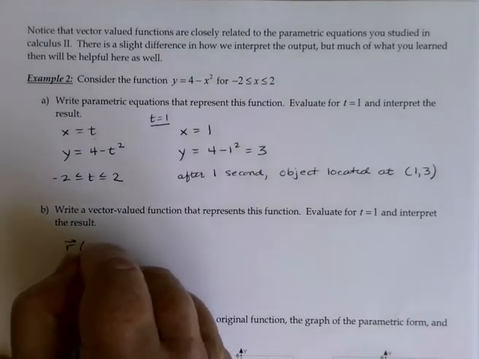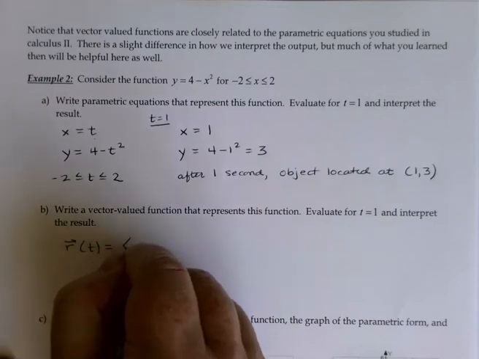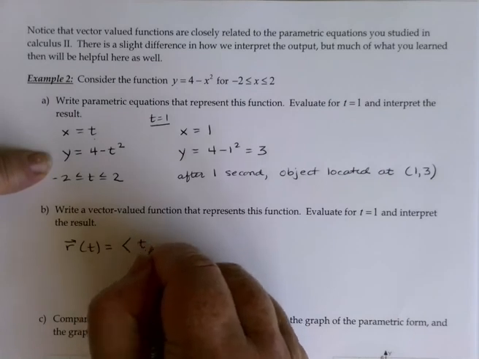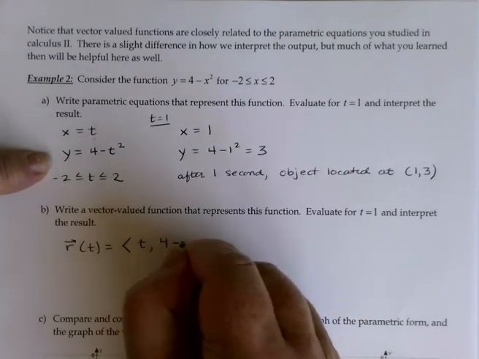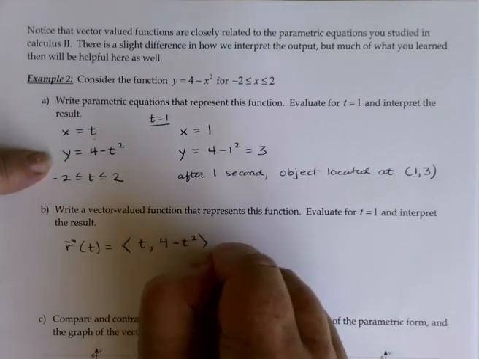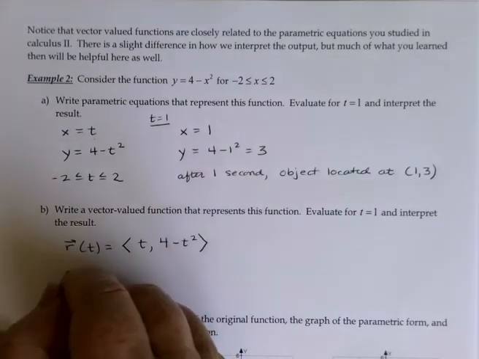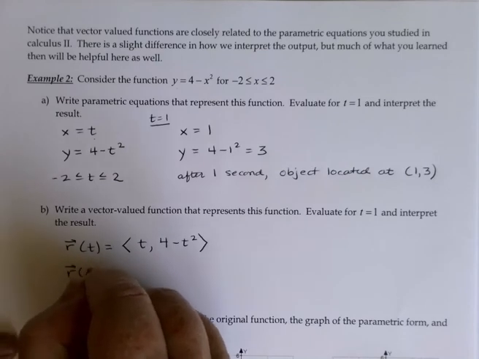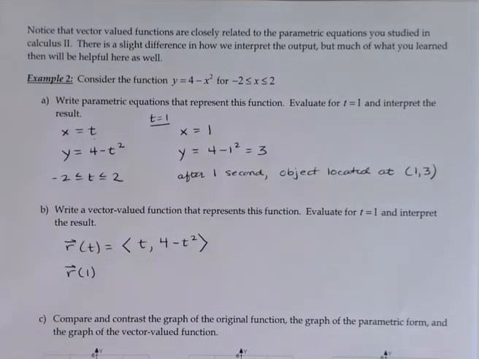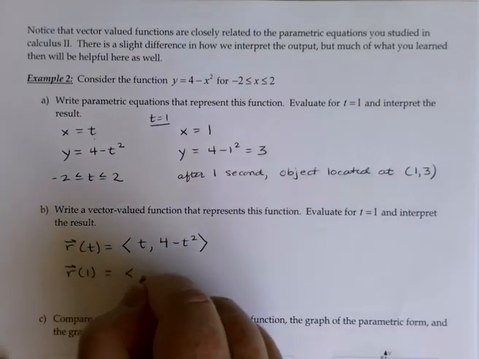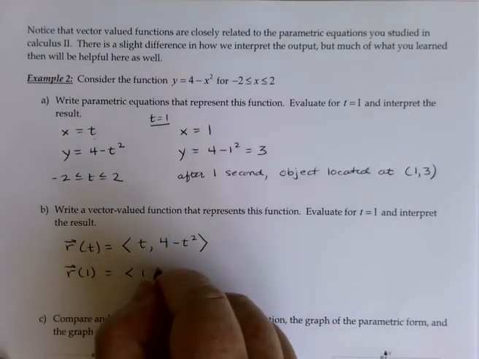Once you have parametric form, it's very easy to write the vector-valued form because you already have the x and the y components determined. It's just a matter of writing those x and y components as a vector. So there's the x and the y written in vector form. Once again, I'm going to evaluate r of 1 in this case, so that's our t equal 1 in function form. And of course, I'll get 1, and 4 minus 1 squared is 3 again.